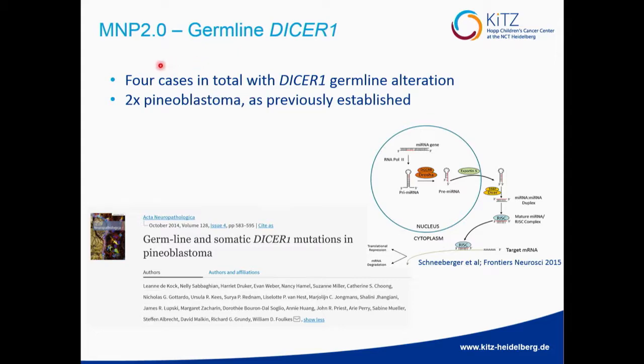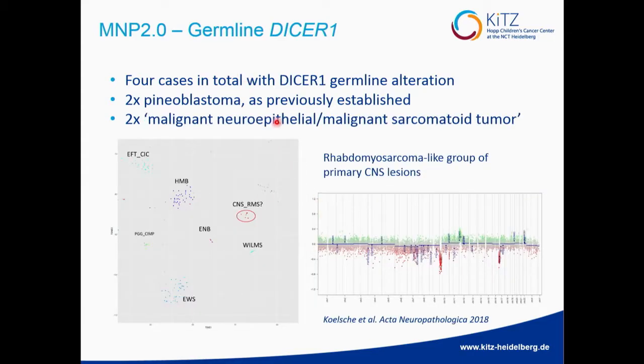So in this early evaluation, which was only 1/3 of the cohort that we have now, we have just enrolled the 1,000th patient last week into this. We basically found a few DICER germline mutations in pineoblastoma, which was expected based on the publication that was out a few years ago. But we also had 2 cases which had one of these kind of descriptive names, being called malignant neuroepithelial / malignant sarcomatoid tumor. So you can tell that this was quite difficult.